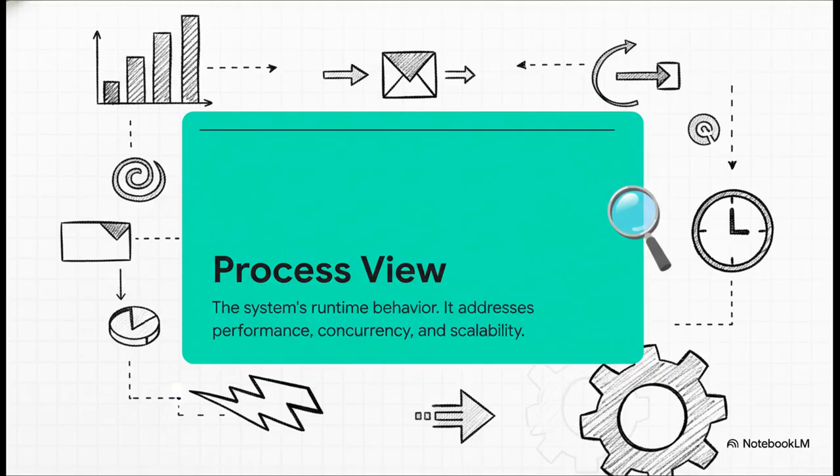Next, we've got the process view. This one dives deep into how the system behaves when it's actually running. Think about it. How does it handle a bunch of tasks at once? Is it going to be fast? Can it scale up? This view tackles those crucial things like performance and concurrency, and you'll often see activity diagrams used for this.